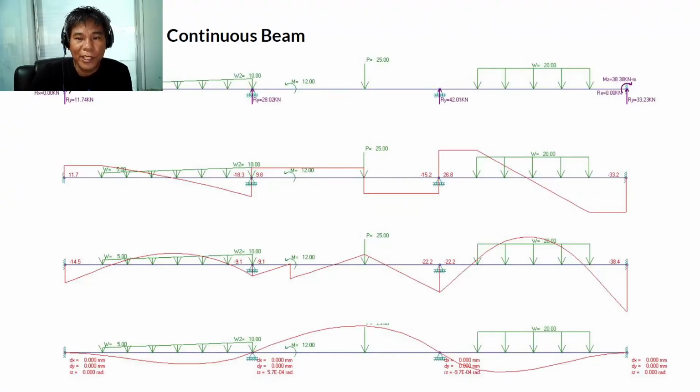So for that continuous beam, I put it in the software. I was able to compute the reactions, the shear diagram, the bending diagram, and the elastic curve. As you can see, initially it is concave downward because of the negative moment; then the elastic curve is concave upward because of the positive moment; then negative again, so concave downward. It's very important to develop a feeling for the behavior of the structure.